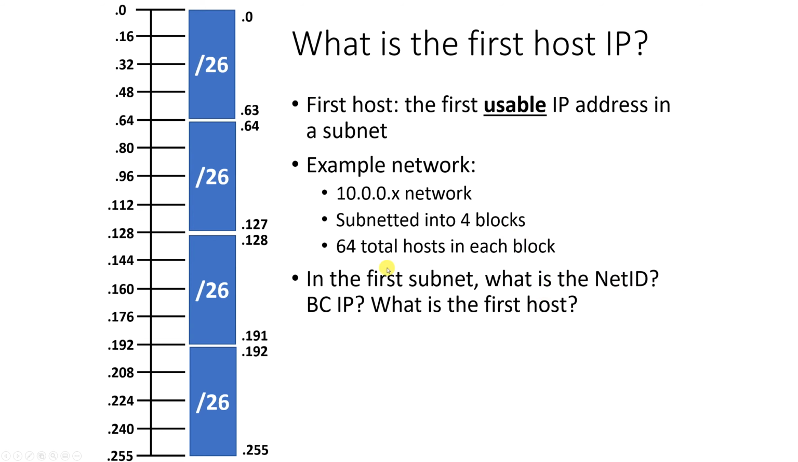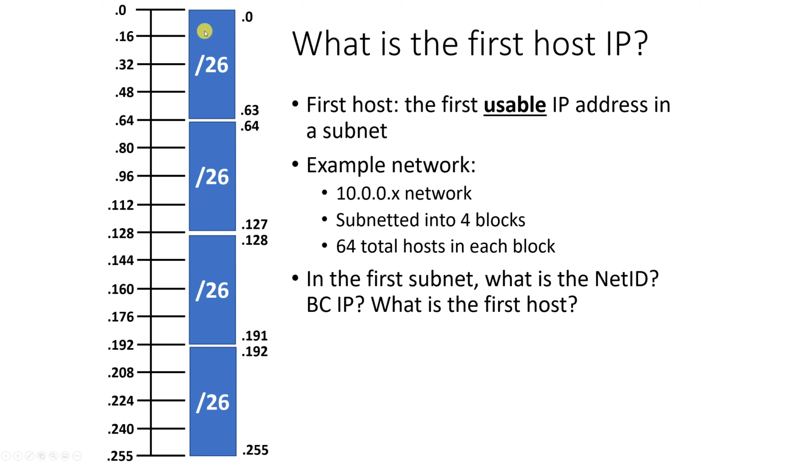So what is the network ID of the first subnet? Well, what is network ID? Network ID is the first IP address in the first subnet. Now, look at these 2 definitions. First IP address, first usable IP address. They're very similar. So what is the network ID for the first subnet?